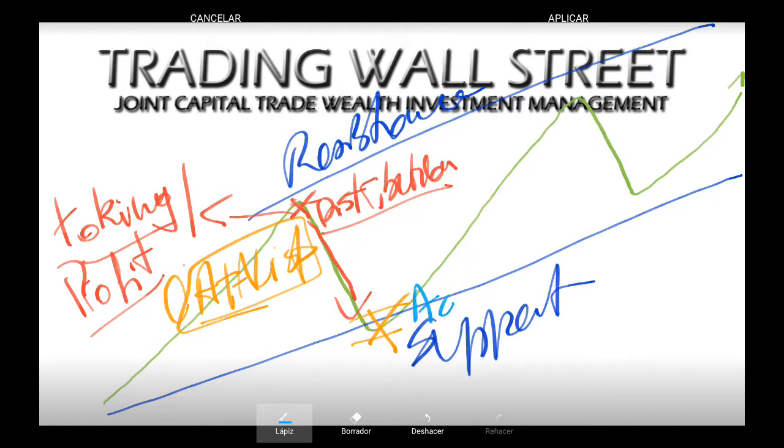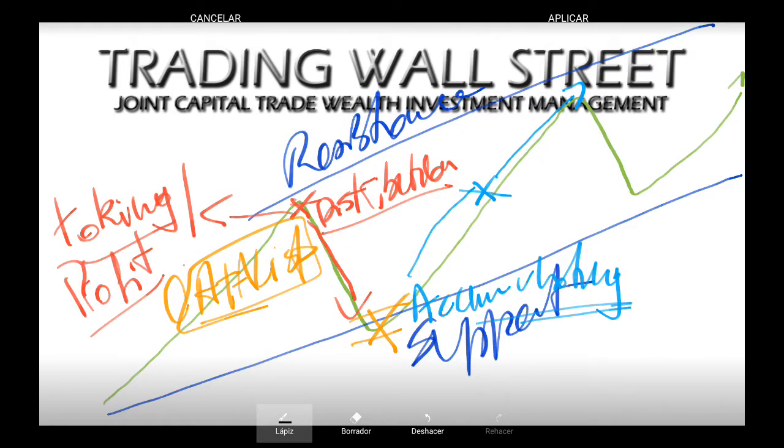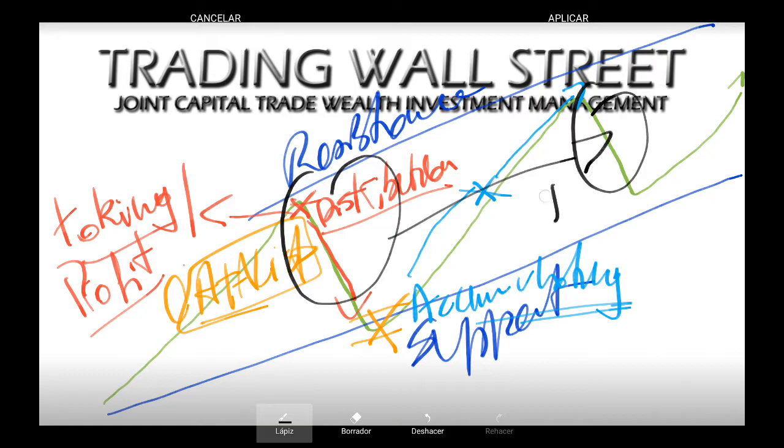And over here, that's what we call an accumulation. People over here are accumulating for the next leg up, and from here we're going back first of all towards the resistance, break above the resistance, boom, another, and then what do we have? We repeat exactly the same thing. Everything in here repeats from here to here, and we repeat.